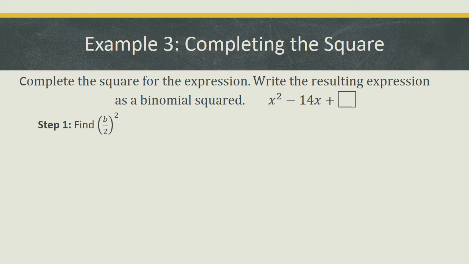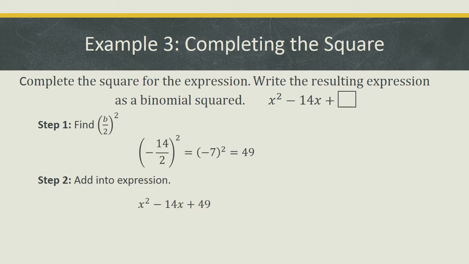We know by looking that negative 14 is our b value. So plug in negative 14. Negative 14 over 2 squared. Do the inside parentheses first, order of operations. Negative 14 divided by 2 is negative 7. Negative 7 squared is 49. Now you just add it in the expression, where we had our blank spot. So x squared minus 14x plus 49.